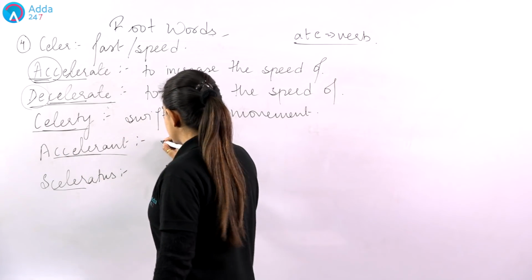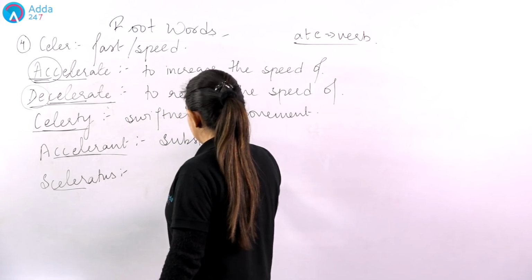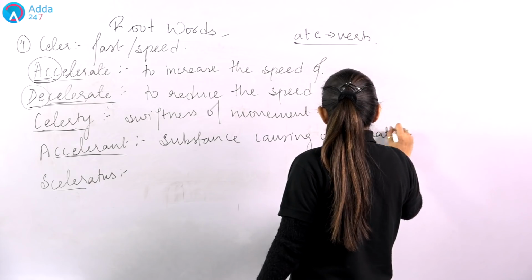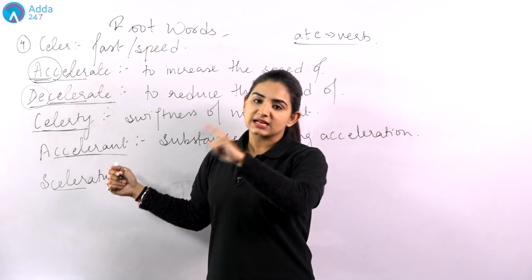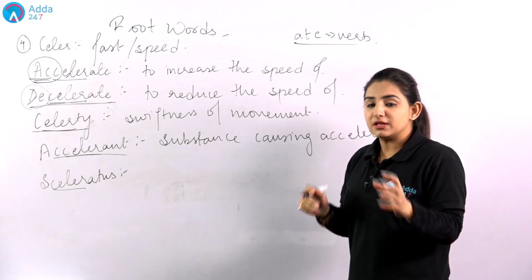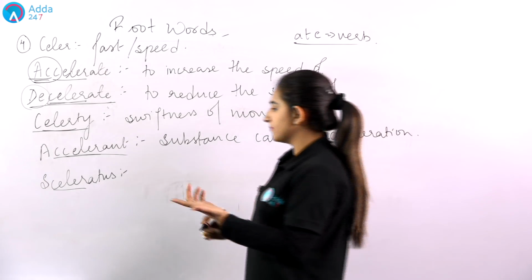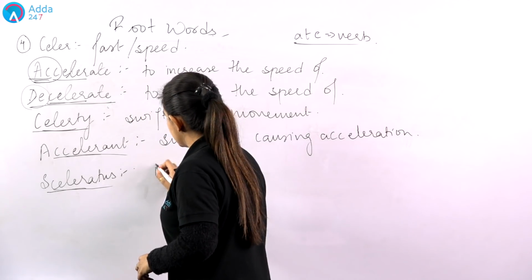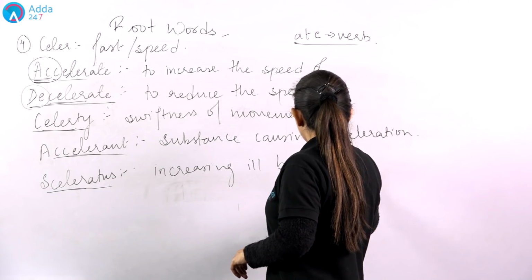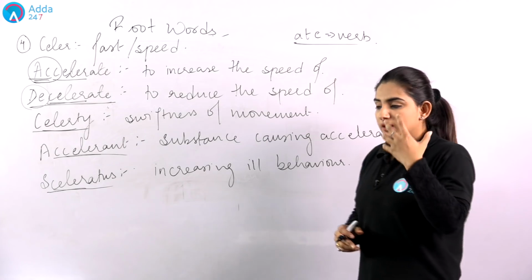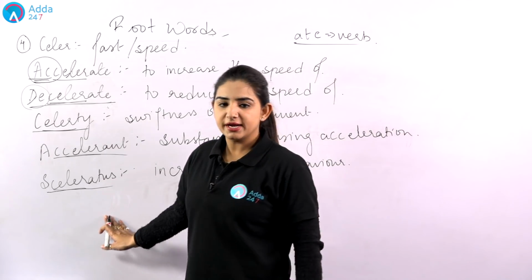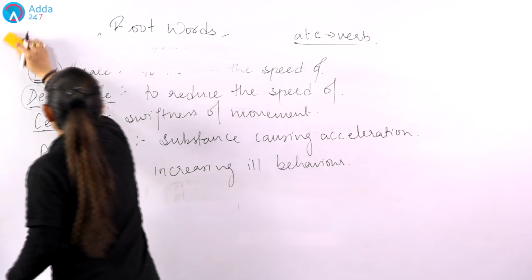Next is accelerant. Accelerant is always a substance or a person that is causing acceleration. So you can say an accelerator is an accelerant. Why? Because it is something that causes the speed to increase. So that is what we mean by accelerant. Next we have celeritis. That means increasing ill behavior. If somebody has a negative opinion about you, and somebody keeps increasing that negative opinion about you, that is what we mean by celeritis, right? So celer means fast, or related to speed.